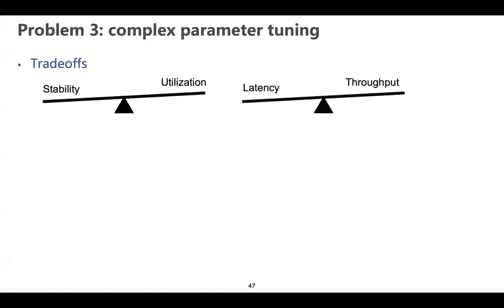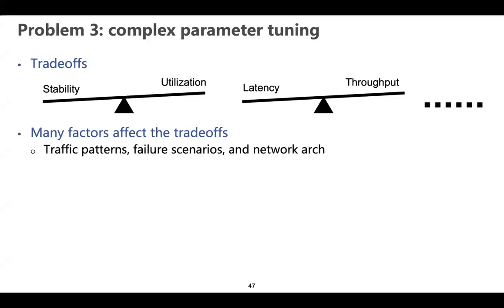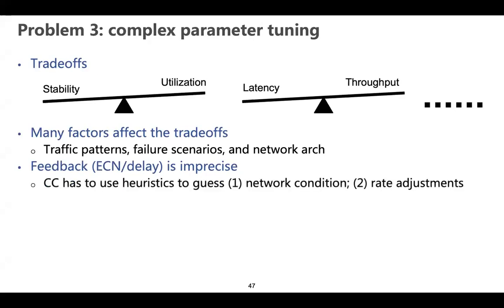The third problem is that the parameter tuning of this congestion control is very complex. In the two problems that we just discussed, we see two trade-offs. One is between stability and utilization, and another is between getting low latency and getting high throughput. And there are many trade-offs in congestion control. And these trade-offs are affected by many factors, including the traffic patterns, the failure scenarios, and different network architectures. But the feedback is imprecise, so they cannot tell exactly what these factors are. So the congestion control has to use heuristics to guess what the current network condition is and what the right rate adjustment should be.